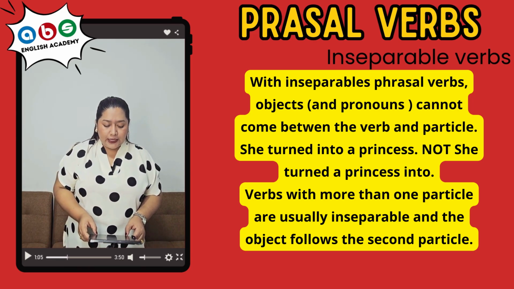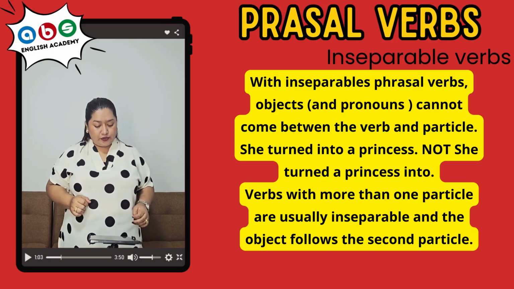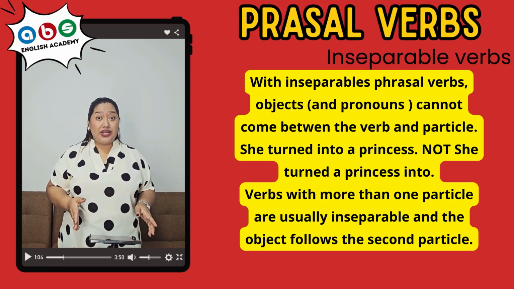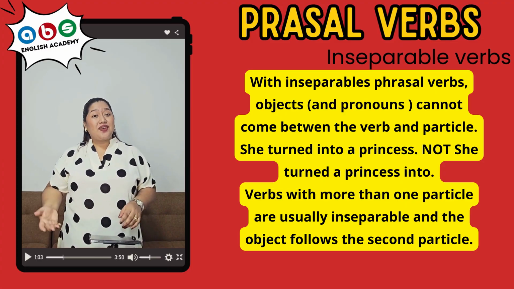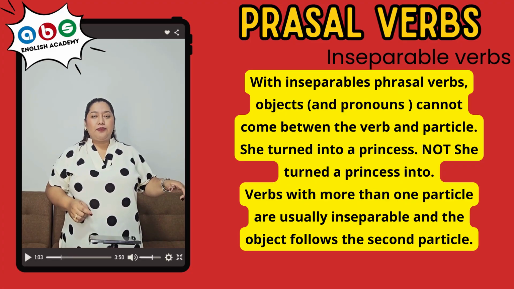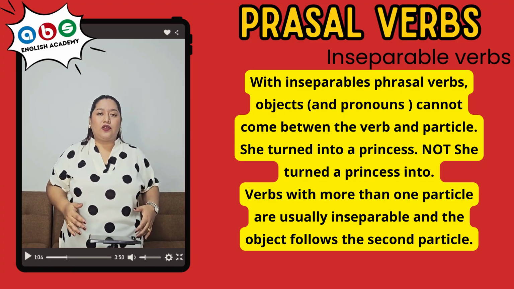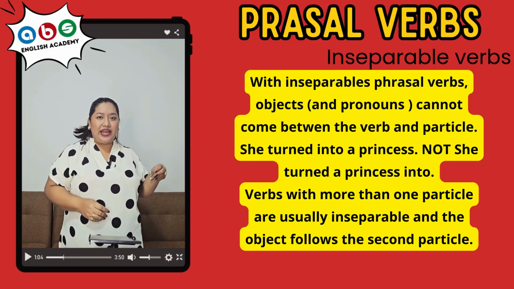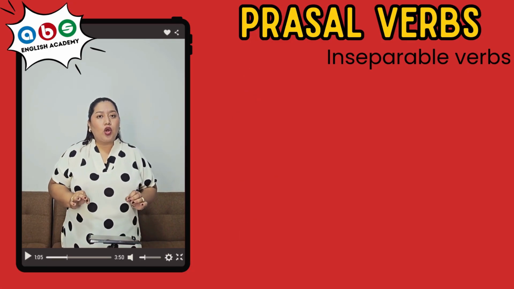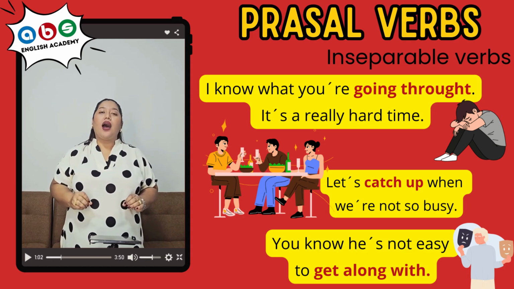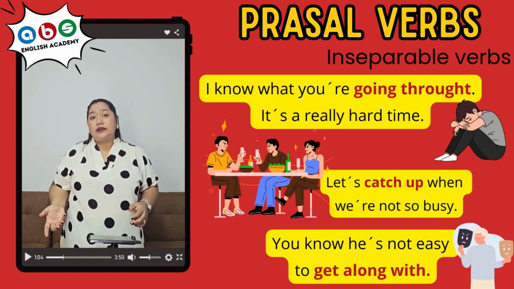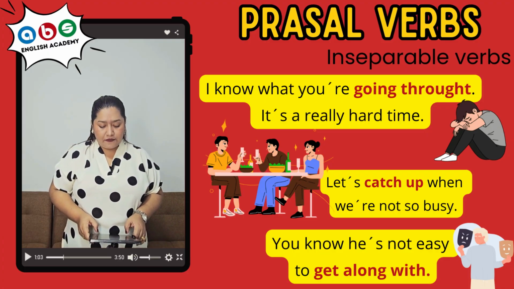So let's see some examples. We have, She turned into a princess. Turn into. She turned into a princess. You can't say she turned princess into. That's not correct. They are inseparable, so you cannot place anything in between. Another example, I know what you're going through. Go through. I know what you're going through. It must be difficult. To go through is another example of an inseparable phrasal verb.